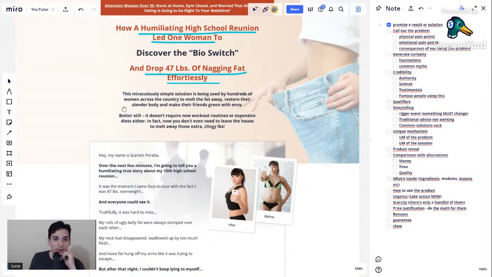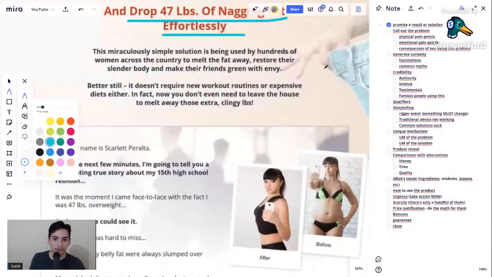So this is the solution that you are going to get. Well, it's still in the solution part, right? It's still the result or the solution. This is what you're going to get, right? You're going to melt the fat away, restore the slender body, and make their friends grin with envy, right?